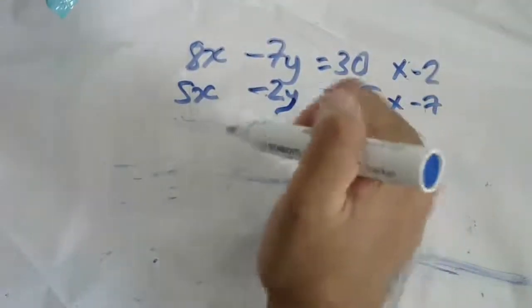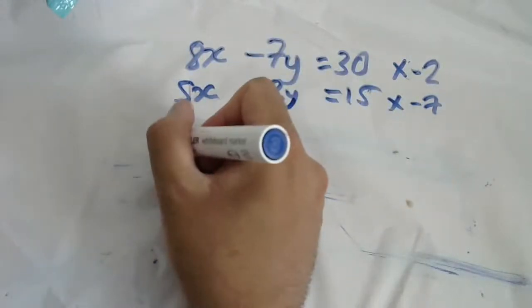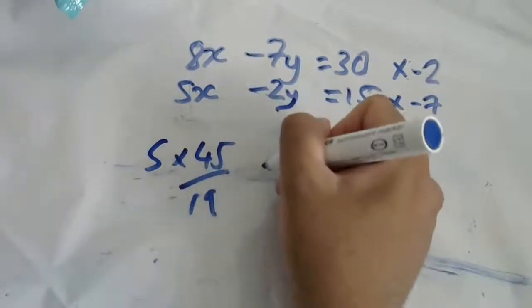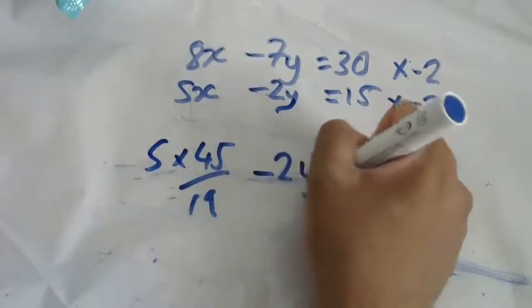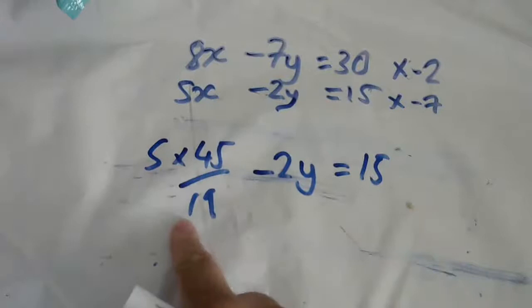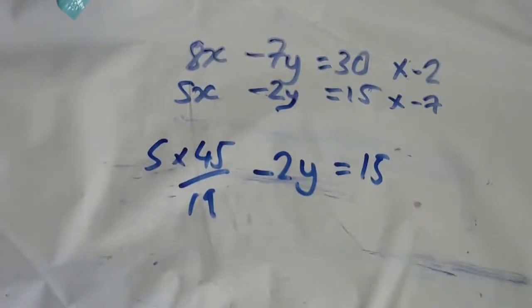So let's do that. Let's put that into one of the equations. I'm going to put it into this equation. It's slightly easier to handle. So we've got 5 times 45 over 19 minus 2y equals 15. Now you've got choices here. You can either do it with a calculator, just literally straight up work out what that is. So this one minus that one divided by minus 2, that would work. I'm going to do it by hand. I want to show you how to get good with fractions.